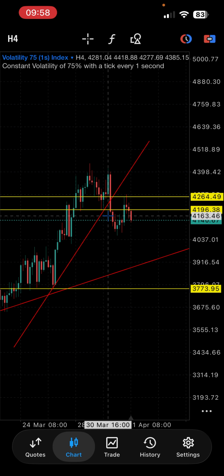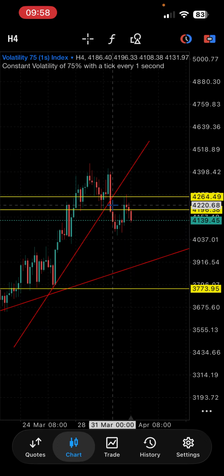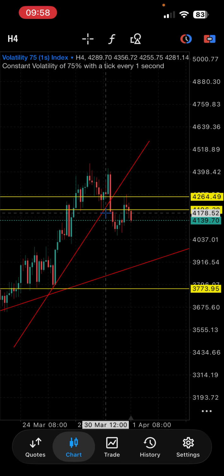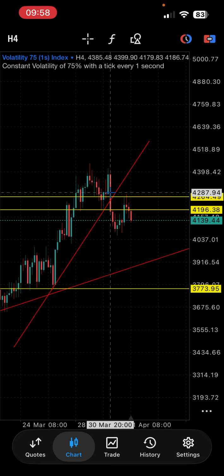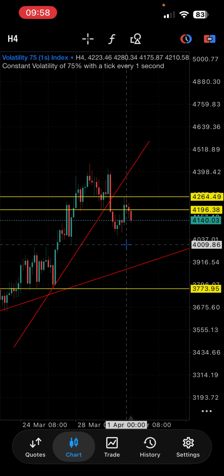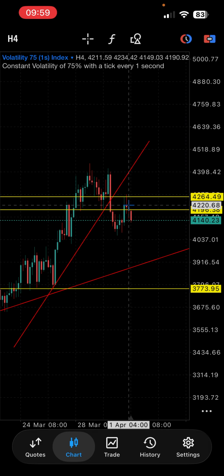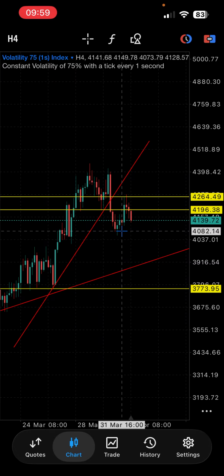For you to sell this pullback, you will need to wait for the market to break out of a structure, and this is the structure that it has broken. When the structure is broken, you look out for a fair value gap. It's good to use the 1 hour, 30 minutes, or 4 hours time frame to draw your fair value gap. So I hope this video helped.